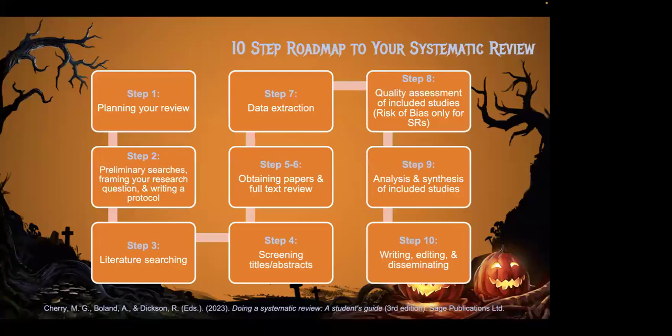Step 3 is literature searching. This is really where the librarians are the most involved, and this is really what we do, especially for authorship. Once we compile all of the evidence on a topic, and this is also important for scoping reviews and systematic reviews, you're not able to cherry pick the literature. It's very resource intensive.